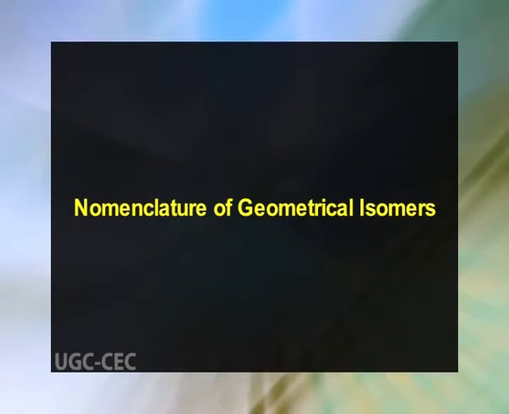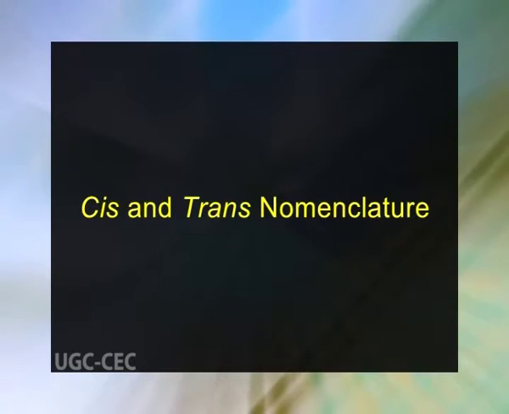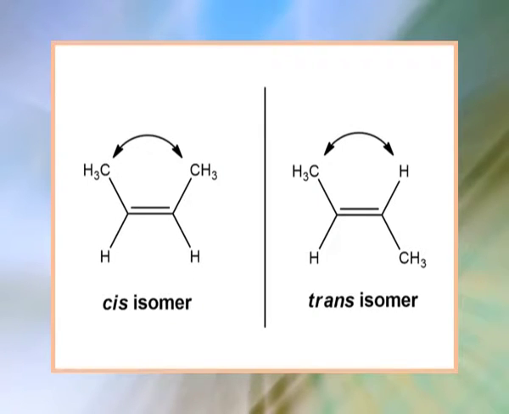Now, coming to nomenclature of geometrical isomers. There are two ways to name geometrical isomers in alkenes, cis and trans nomenclature. In case of molecules where at least one group attached to the left carbon is equal to one attached to the right carbon, the geometrical isomers are named by prefixes cis and trans.